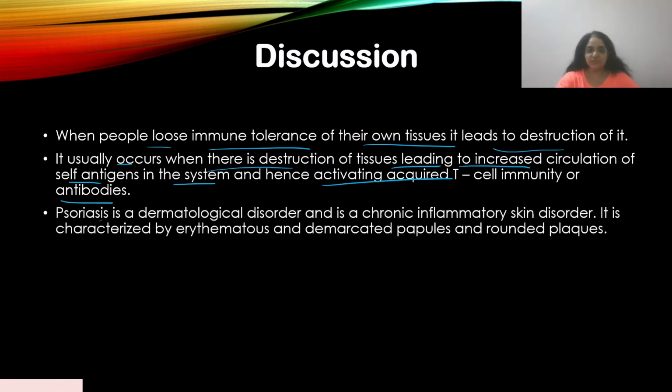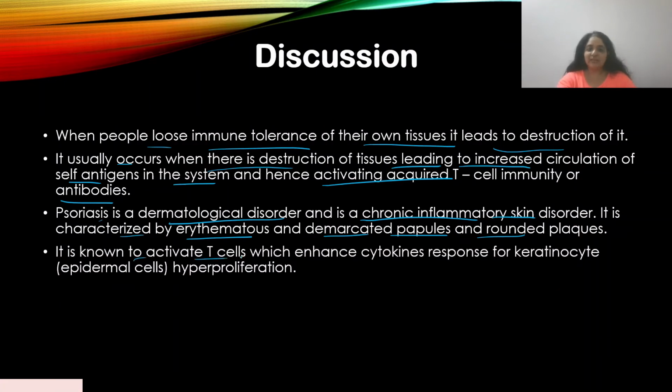The first option that we saw was psoriasis, right? It is a dermatological disorder. It is a chronic inflammatory skin disorder. What happens is it is characterized by erythematous and demarcated papules and rounded plaques. Just giving you a short brief on what psoriasis is. If you want, you can even Google and check what it looks like, so you get an idea what I'm talking about. It's a skin disorder.